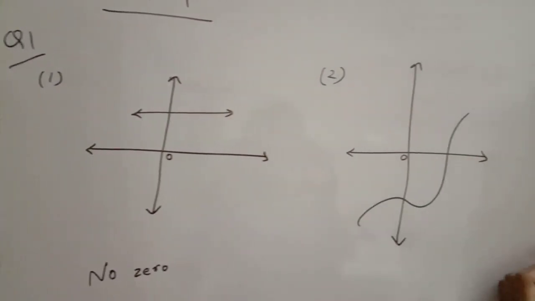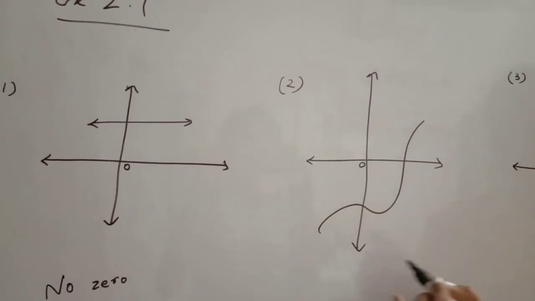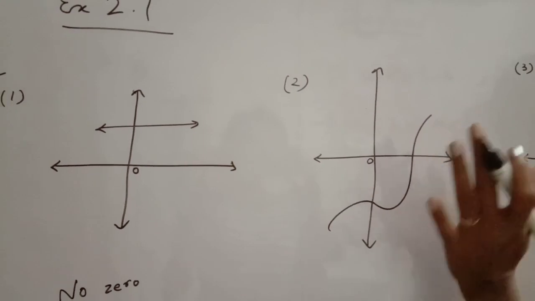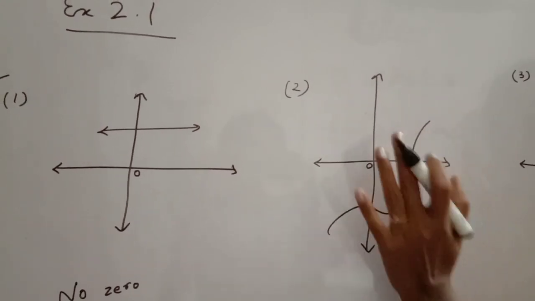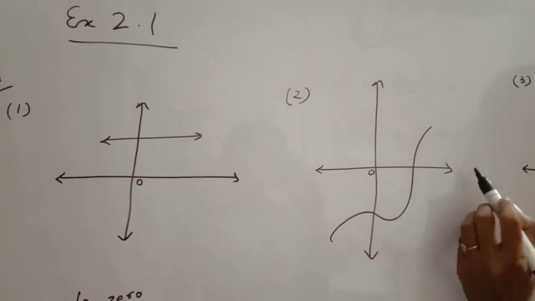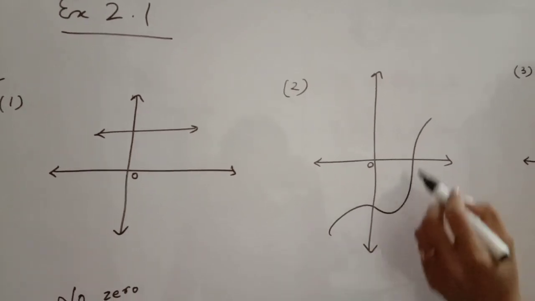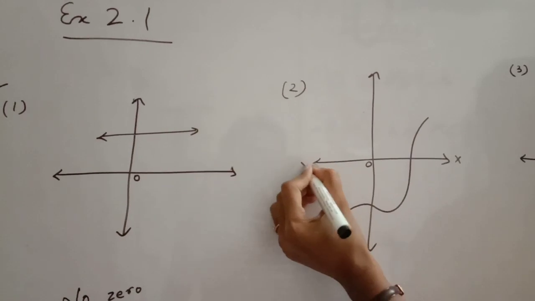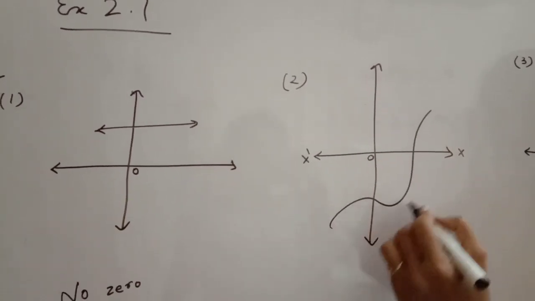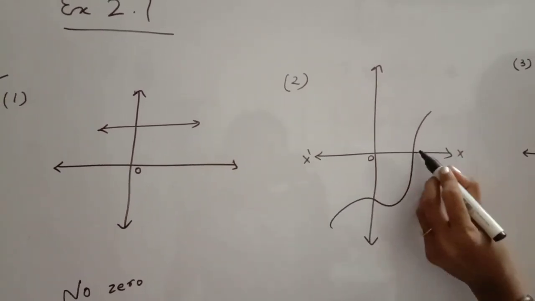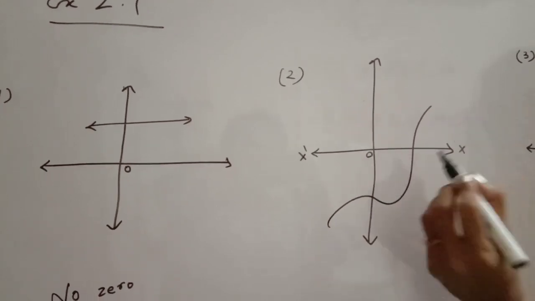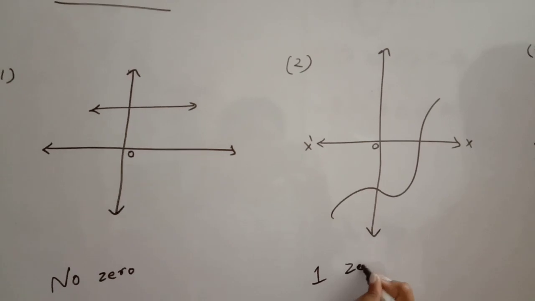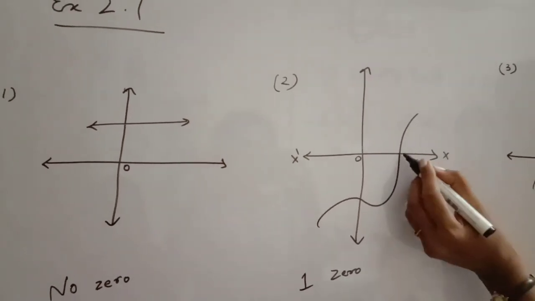Come to the second one. Now this is not a parabola. That means it does not represent a linear polynomial or a quadratic polynomial. It may be any other polynomial. Now we have to find how many zeros it will have. Now you see, this is my x-axis. This curve intersects the x-axis only at one point. So how many zeros will it have? It will have 1 zero. Only 1.